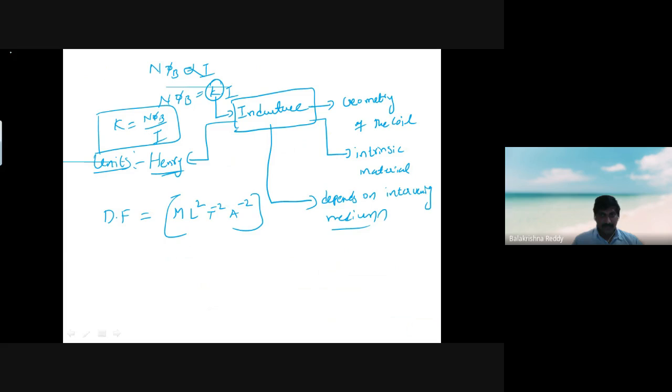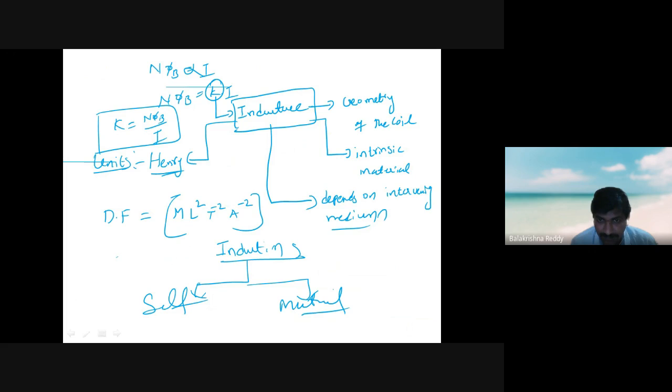If this is all about inductance, the factors it depends on, its dimension formula and units, next we have two types of induction. What are those? I said already: self and mutual. Coming to mutual induction first of all.